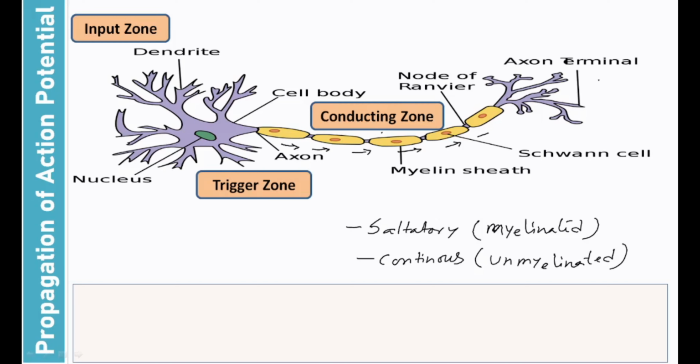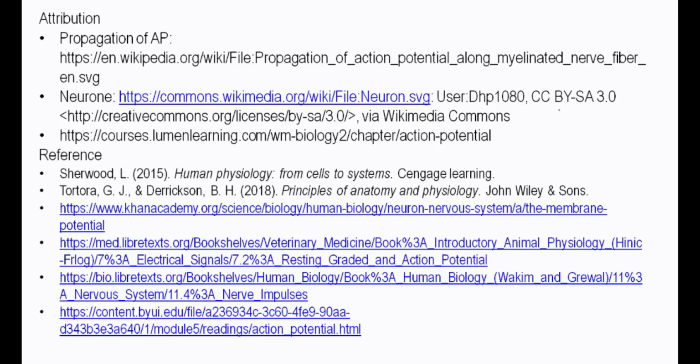The axon terminals act as the output zone. When the signal is triggered, the neuron sends the information to the next neurons, and this is responsible for the release of neurotransmitter. So this is all about the propagation of action potential.